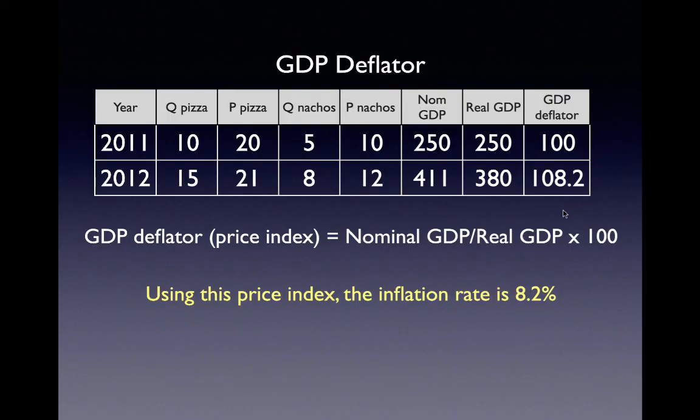Just keep in mind, if we kept going, let's say it went to 110 or something in the next year, you'd have to take the percent change in those two numbers if you wanted that yearly inflation rate. Here you can just subtract because we started from 100, but we'd have to take the percent change from 108.2 to whatever the next number is to get that annual inflation rate using the GDP deflator.